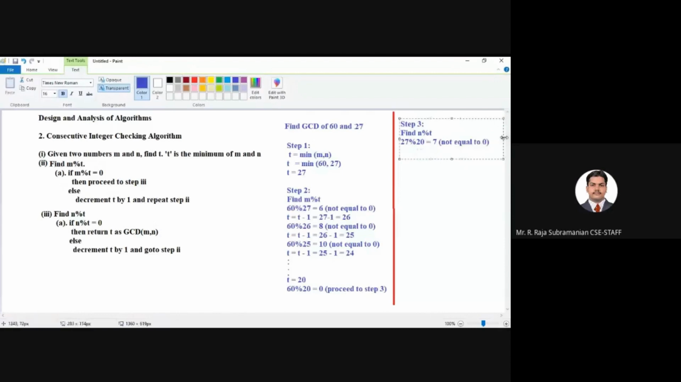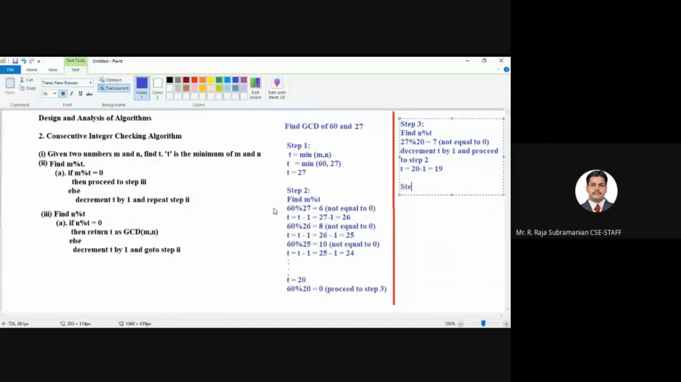What should I do? It should not decrement. Sorry, yes, you can decrement, and I should go to step 2, right? So decrement t by 1 and proceed to step 2. What is the t value now? t is equal to 20 minus 1, which is 19, and I'll go to step 2 now.